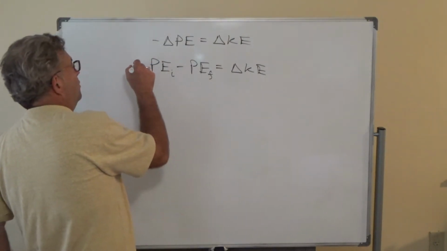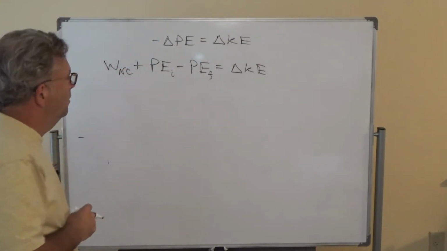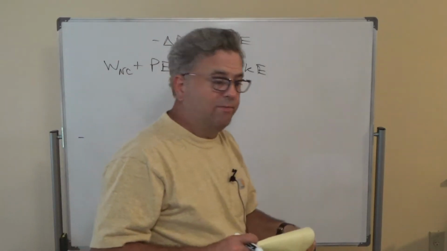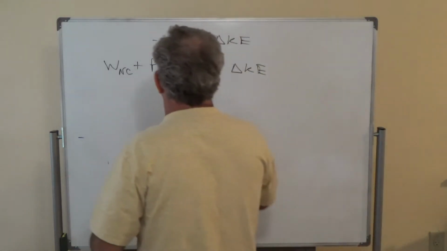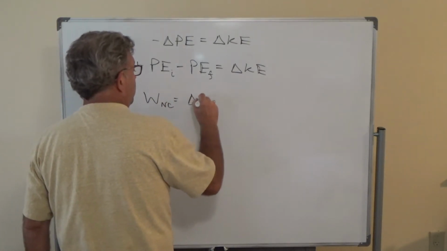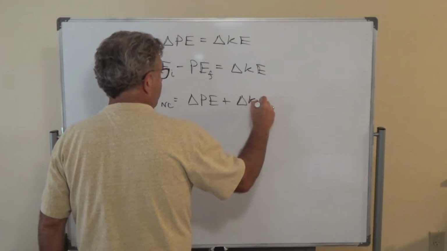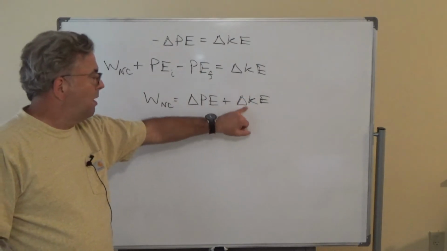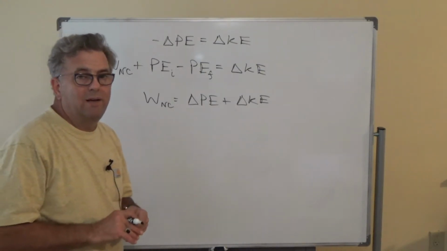But then you have to add in this work done by non-conservative forces. It goes over here on the left side, and it's always negative. So the work done by non-conservative forces is equal to delta PE plus delta KE. You look at the change in potential energy plus the change in kinetic energy, and that gives you the work done by non-conservative forces.